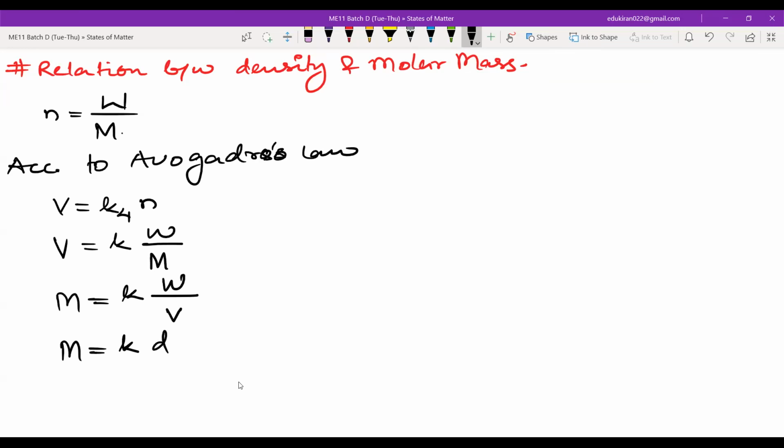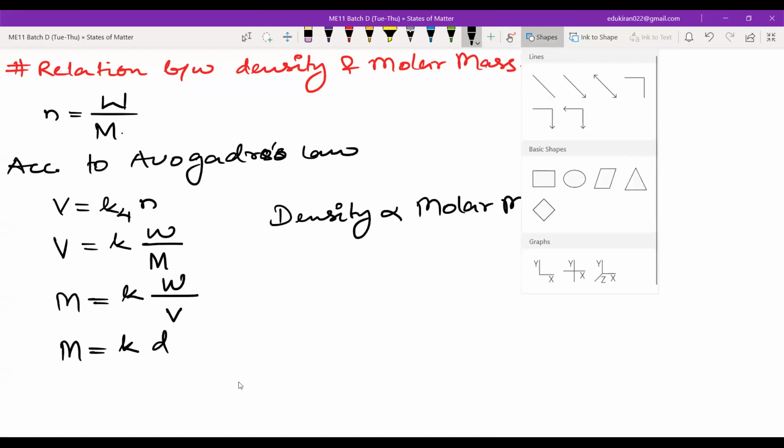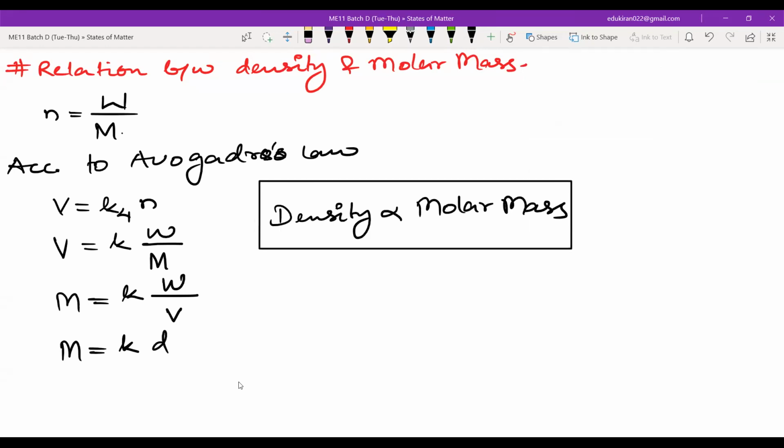Hence we can write density is directly proportional to molar mass. Please write this down. Let me know if you're done. Density is directly proportional to molar mass. As you can see, if I increase the molar mass, the density of that particular object or gas will also increase. So we are done with all the laws. We will combine them, and then we will write about the ideal gas and the ideal gas equation. We will derive the ideal gas equation from the laws that we have just studied.